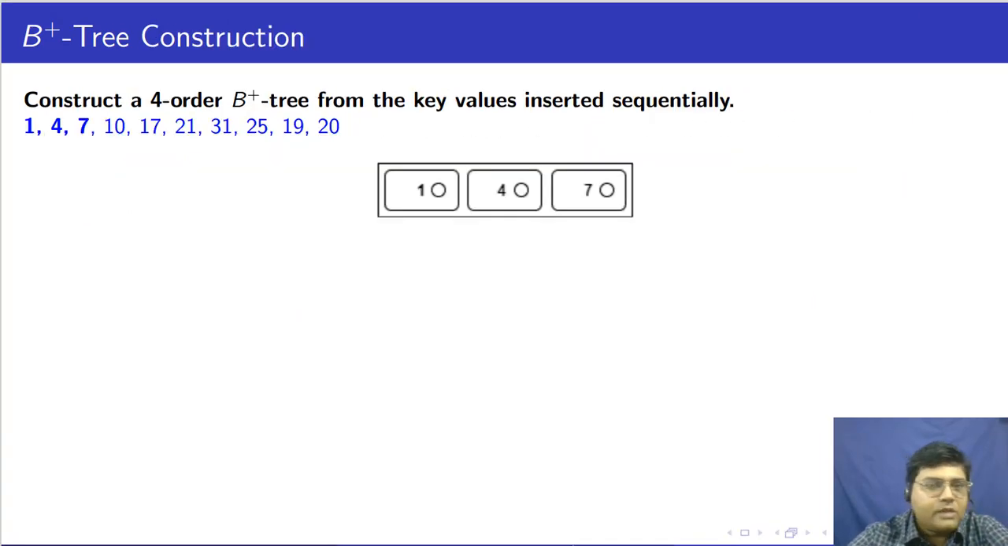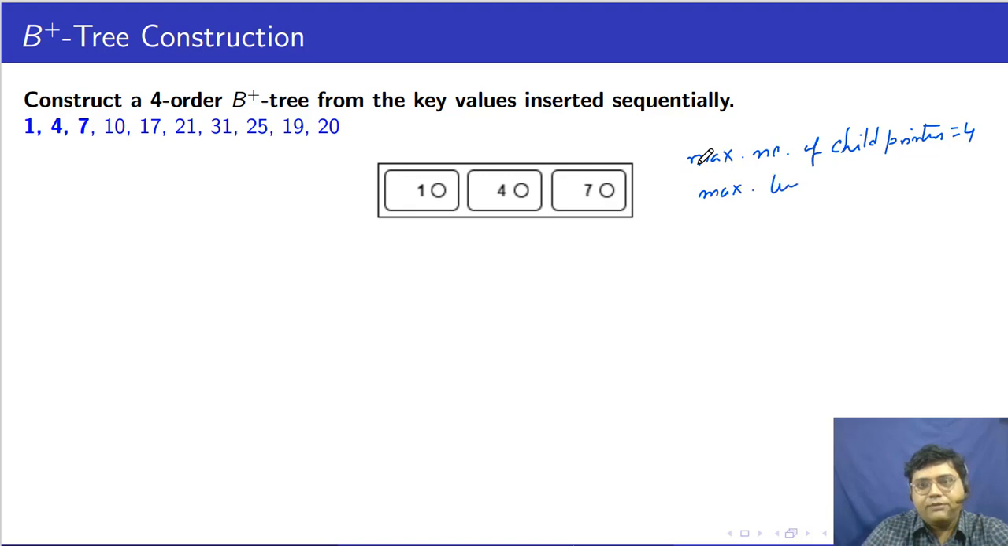So let us look at an example, say how I can create a 4 order B plus tree using the keys. So 4 order means the maximum number of child pointers we can have is 4, and the maximum number of keys we can have is 3. Obviously, all the keys will be associated with a record pointer on the leaf node. So in the leaf nodes also the number of record pointers will be 3.